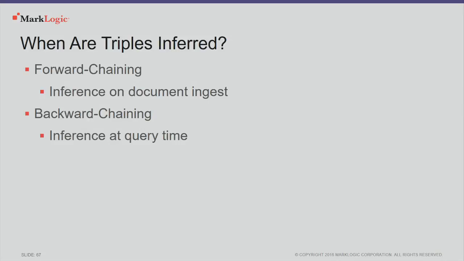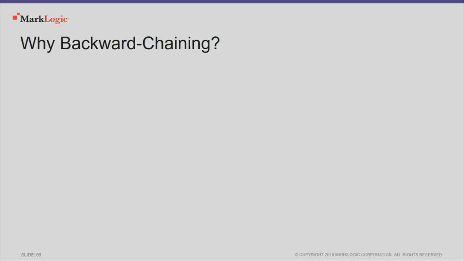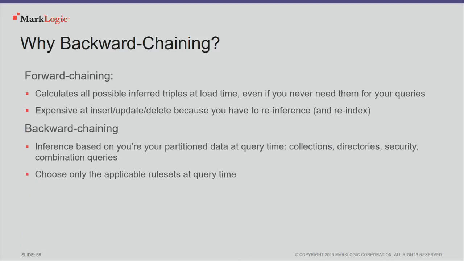So getting to your question, when are triples inferred? Conceptually, you can do it theoretically two different ways. You can do it forward chaining, which is do inference during ingest. So each triple that gets ingested into a database, you could run a bunch of inference rules on it, right? And then add all those inferred triples as well and get everything in there on ingest. You can also do backward chaining, which is do it at query time. Just apply a set of rules that are relevant to that query and do it on the fly there. MarkLogic does backward chaining. Why do we do backward chaining?